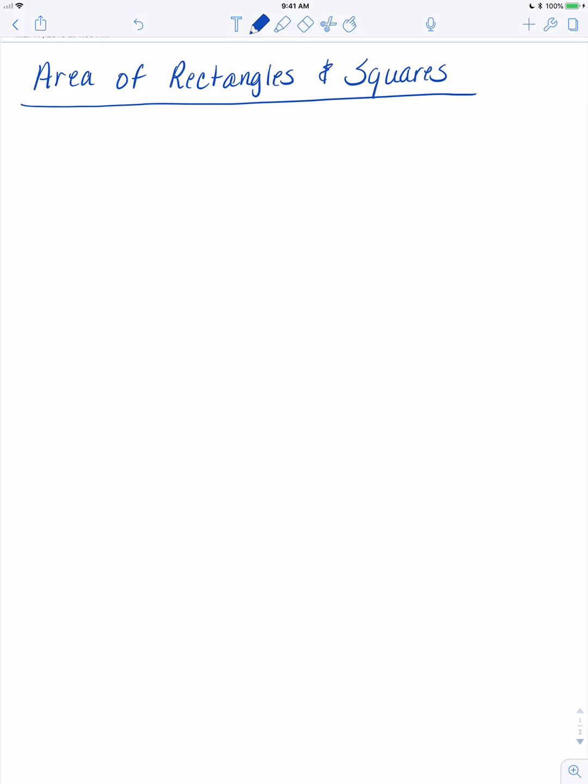All right, area of rectangles and squares. All right, so the area of something is like, say you're going to put carpet in a room. You want to know how much carpet that you need to buy. So the area covers the floor of that room, the whole floor of it.